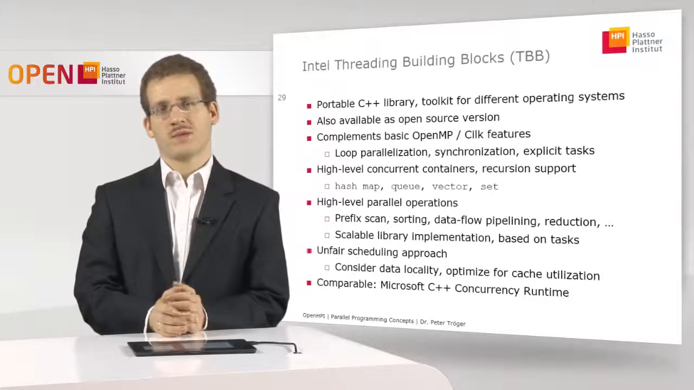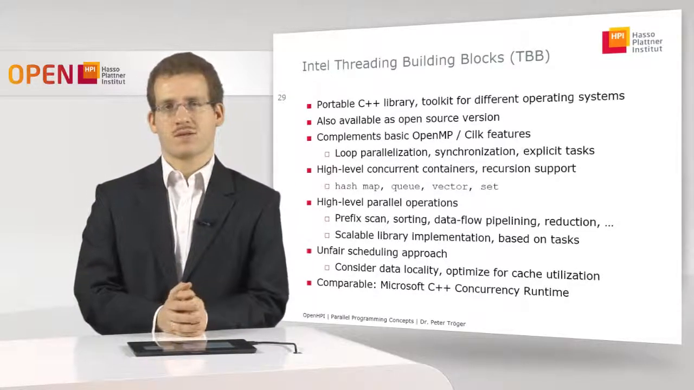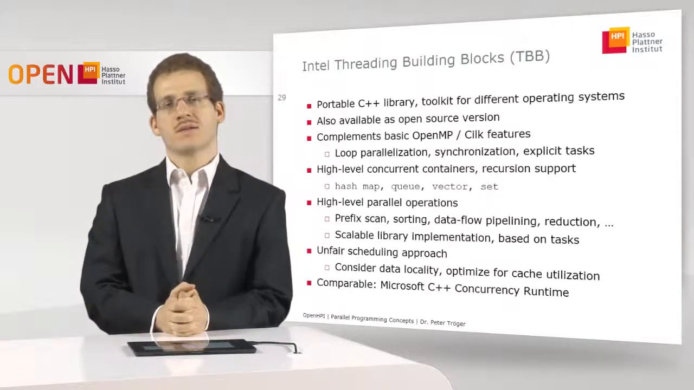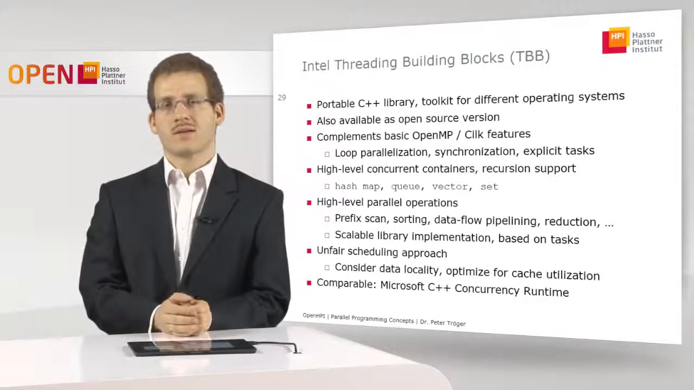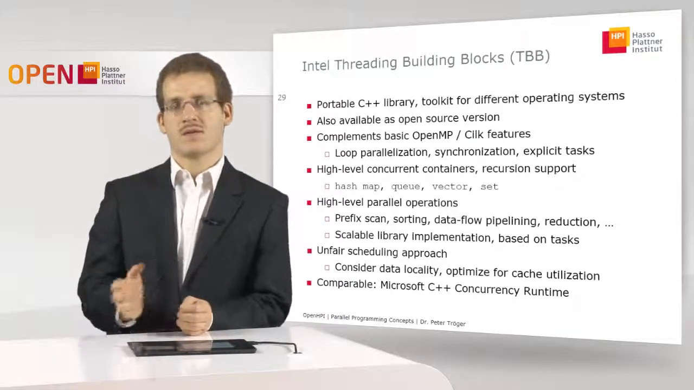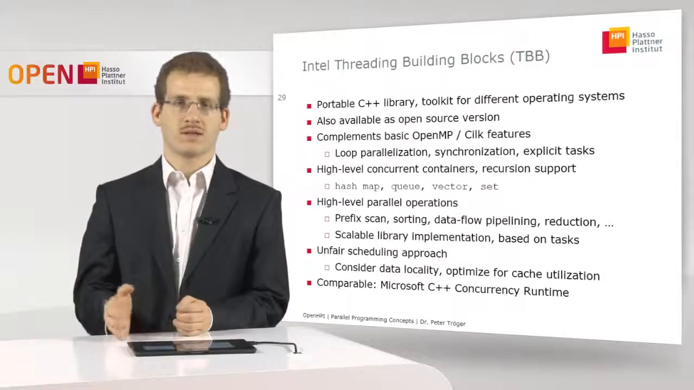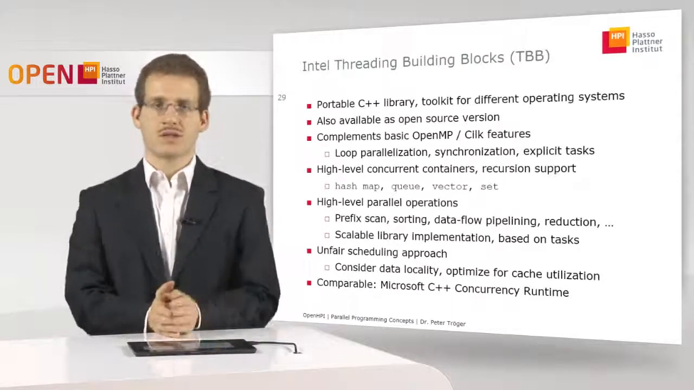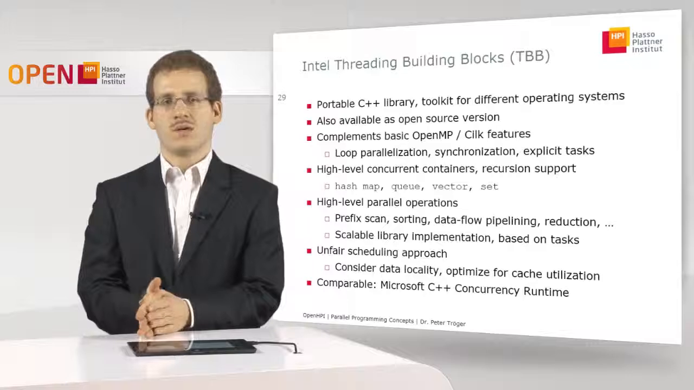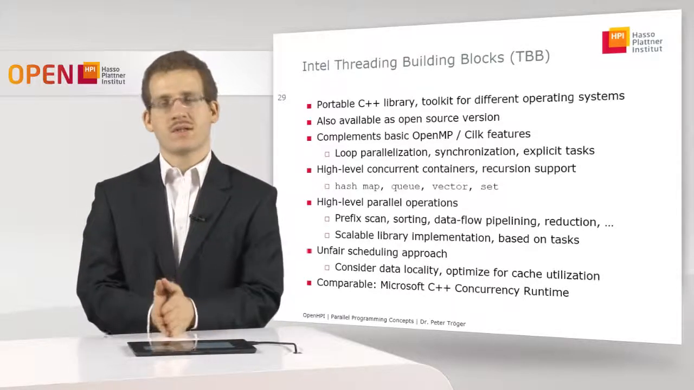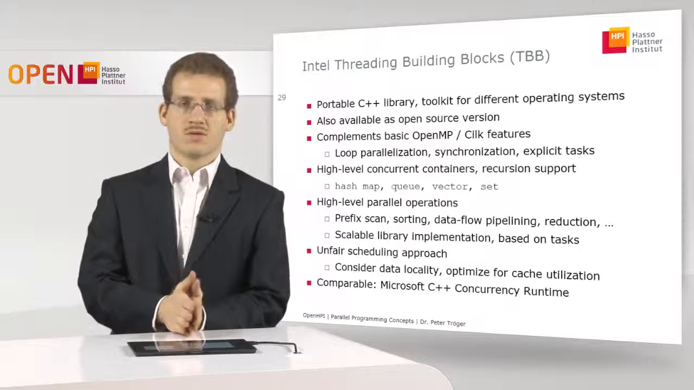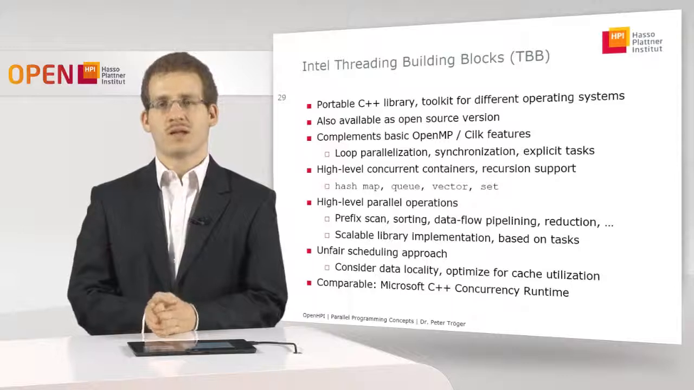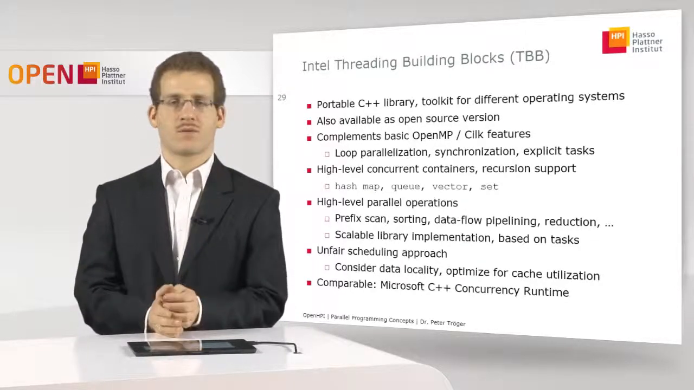Another example from the zoo of available abstractions in concurrent and parallel programming is Intel Threading Building Blocks, TBB. This is a portable C++ library, and it is intended to further extend the functionality of OpenMP and Silk with more high-level constructs. So you have the already known loop parallelization idea, you have synchronization support, you can spawn tasks explicitly, but beside that, you now get also so-called concurrent containers, so you get data structures that are already implemented in the way that they can be used for multiple tasks and threads.